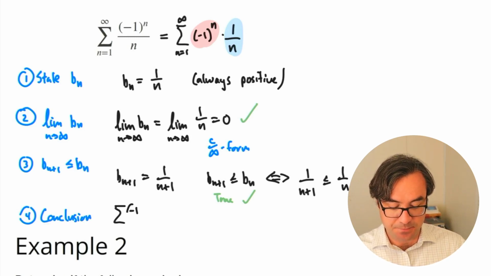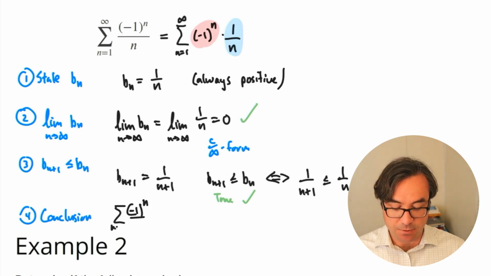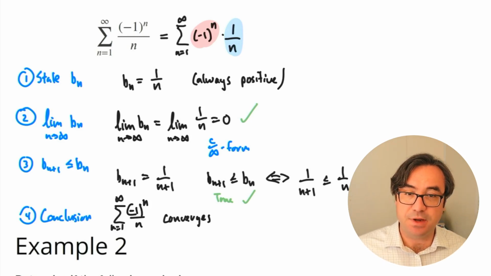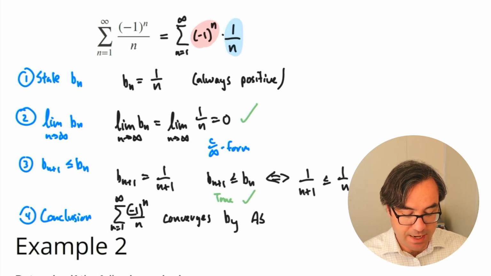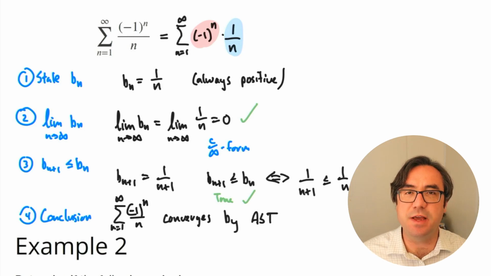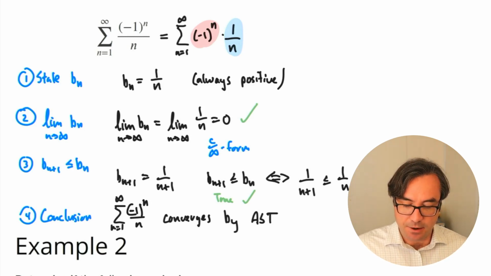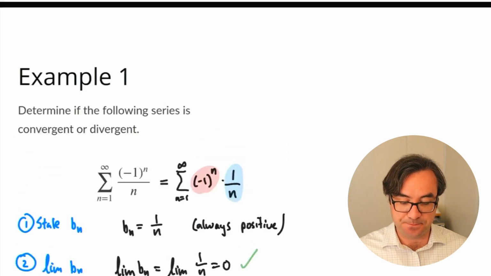And that is, this series, negative 1 raised to the n, from n equals 1 to infinity over n, converges. And whenever we state a conclusion, we want to make sure that we include the name of the test that we used. So the alternating series test here, and abbreviate that AST. All right, so that's really it for the alternating series test.